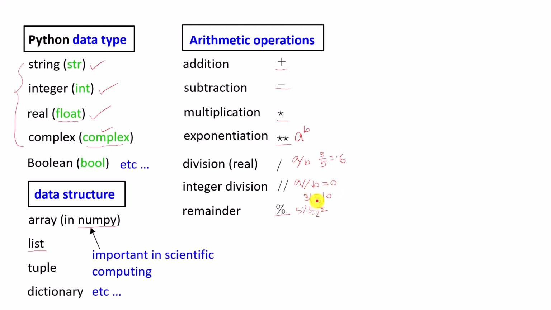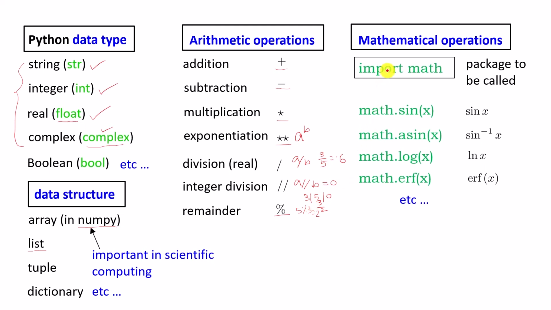All of them are very important in actual mathematical calculation, and we will encounter them very often in scientific programming. Then we have more complex mathematical operations, and such operations we cannot do in native Python. We have to import something. So let's get familiar with this particular keyword import.